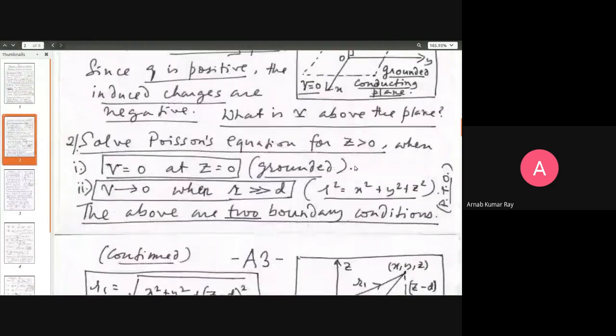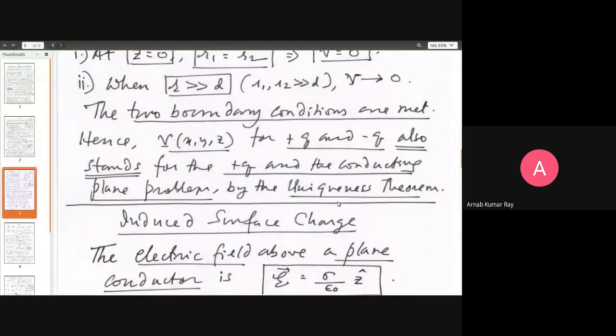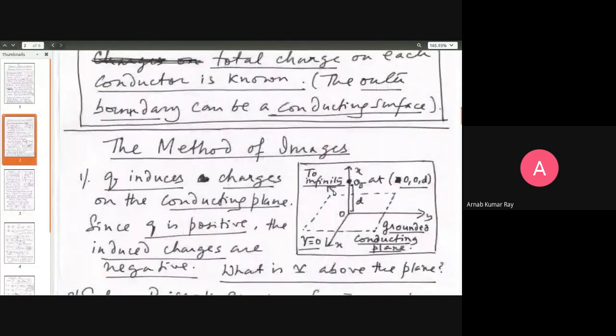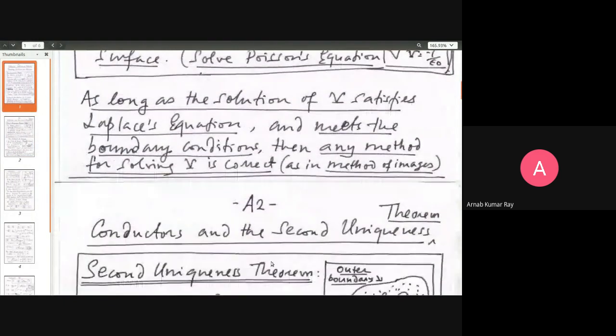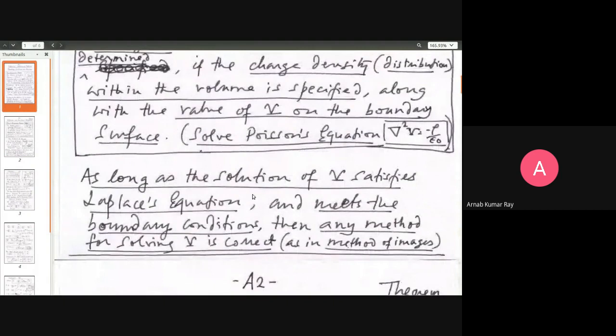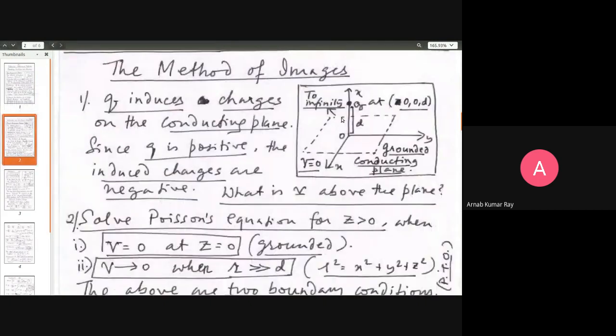This was the original problem by the uniqueness theorem. What is the uniqueness theorem telling you? Let us get back to that. Let us get back to the potential business, not the second uniqueness theorem. As long as the solution of V satisfies Laplace's equation or Poisson's equation. In this case, we are to solve Poisson's equation.